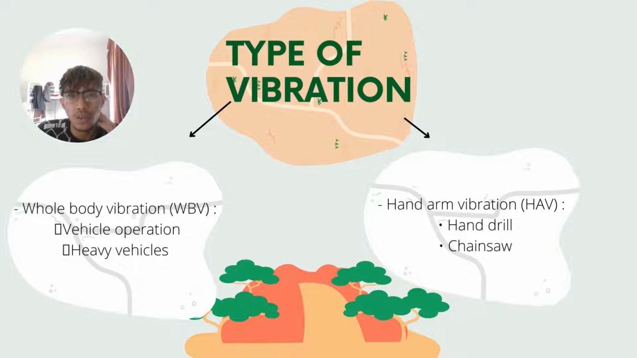First, whole body vibration, WBV, where the vibration is usually transferred when in contact with the feet or buttocks. For example, vehicle operation and heavy vehicles. Next, hand arm vibration, HAV, where the vibration is usually transferred when in contact with the hand due to the use of vibrating equipment. For example, handrail and chainsaw.